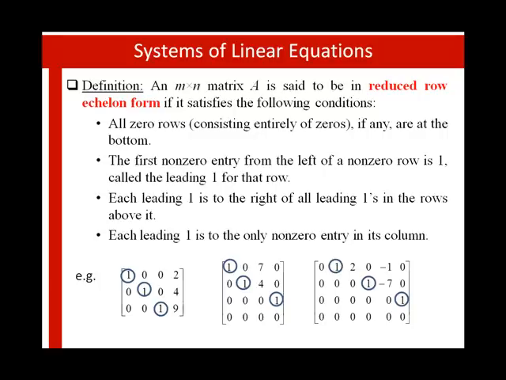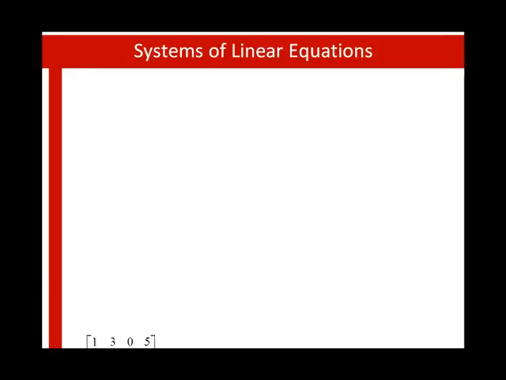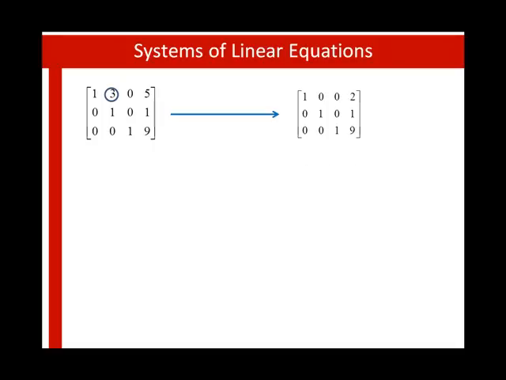The second matrix is the same. It has pivot elements in columns 1, 2, and 4. The third matrix has pivots in columns 1, 4, and 6. A system of linear equations, as I said, for example, these are examples of reduced row echelon form.